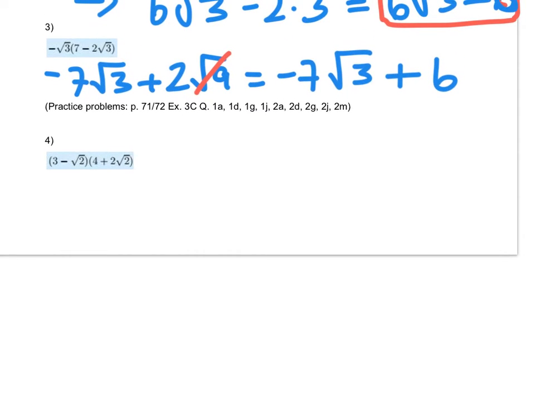Oh yeah, just really quickly. Here you'll see page 71 and 72. Exercise set 3C, questions 1A, D, G, and so on. They're problems for you to practice these on now. So I would suggest that you go and do them immediately.